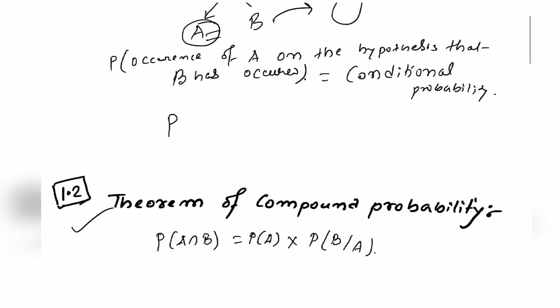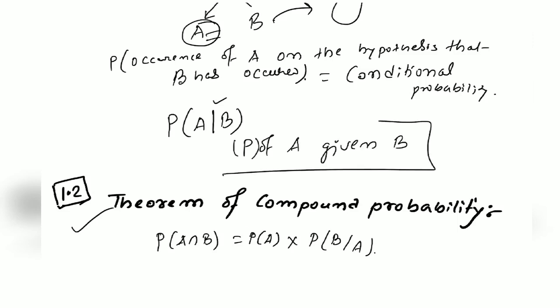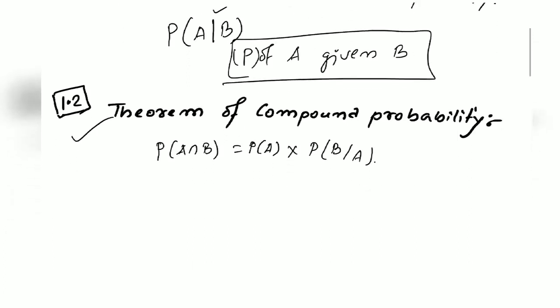You will write it as P of A given B. It is written by this symbol. So we read it as P, or probability, of A given B. We read it like this. Fine. Now let's move on.